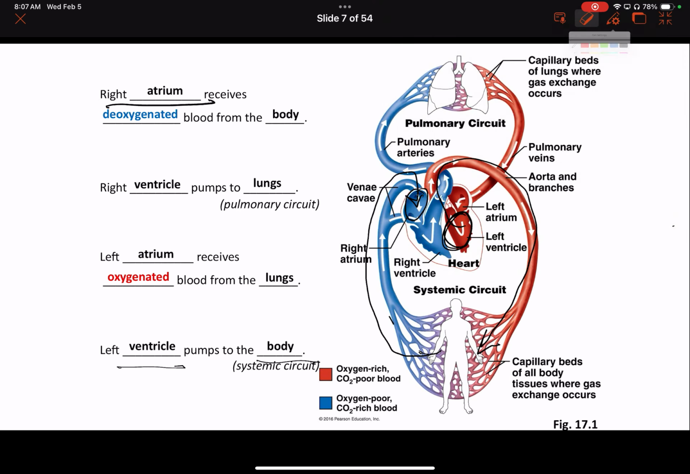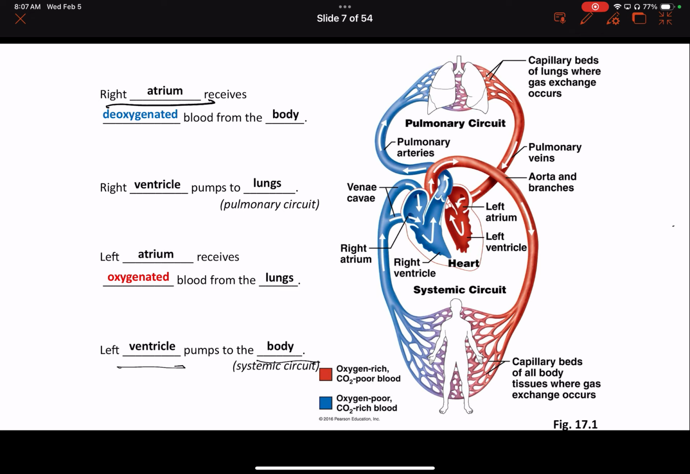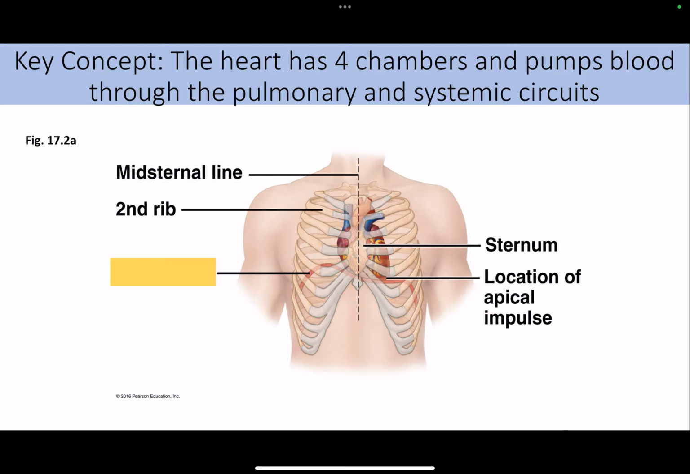For the pulmonary circuit, same thing, you start with the ventricle, you end with an atrium. So the pulmonary circuit, you start in the right ventricle, that gets pumped out to the lungs, comes back to the left atrium. That's the pulmonary circuit. You start with the ventricle, you end with an atrium. Okay, questions? So the heart has 4 chambers and pumps blood to the pulmonary and systemic circuits.